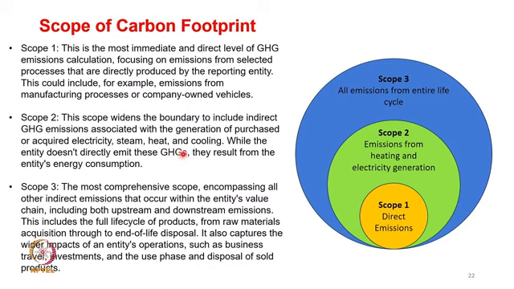Here the scope widens the boundary to include the indirect greenhouse gas emission associated with generation of purchased utilities like steam, heat, cooling, electricity, and so on and so forth. This entity doesn't fall directly under the entity's control; these emissions are not generally emitted by the entity itself, but they result from the entity's energy consumption.